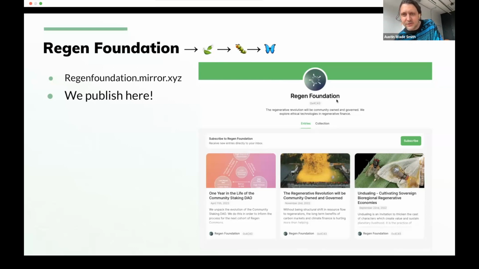regenfoundation.mirror.xyz. It's a really cool medium to think through decentralized publishing related to the work that Regen does. So whether it's specifically related to regenerative ag or carbon credit markets or climate finance more broadly, Mirror could be an interesting outlet for the larger ecosystem to explore, and the Foundation is definitely jumping into that space. Yeah, so check it out.